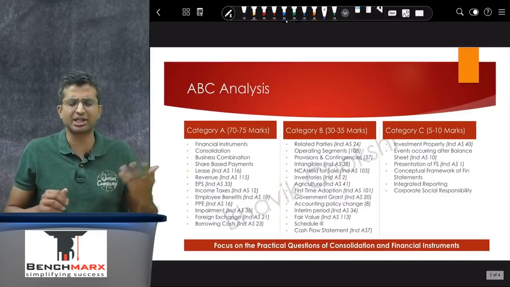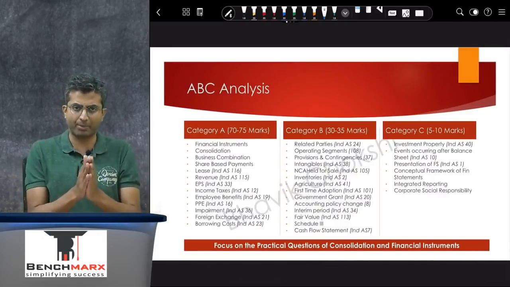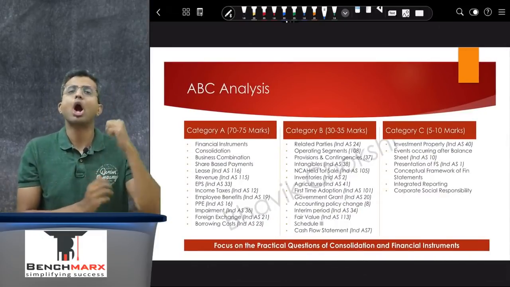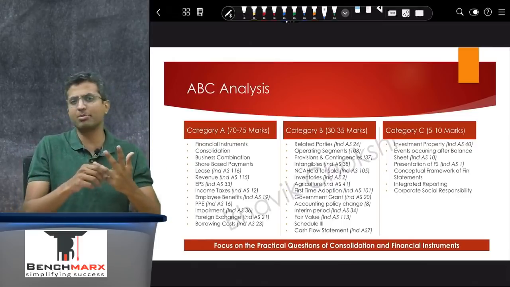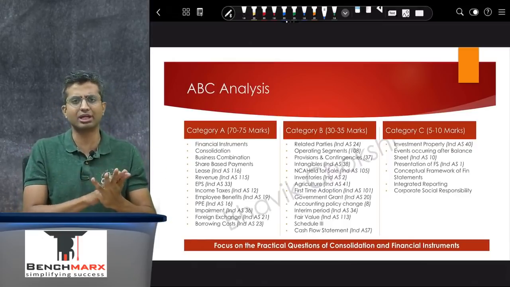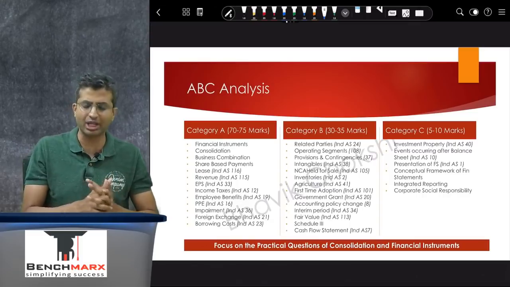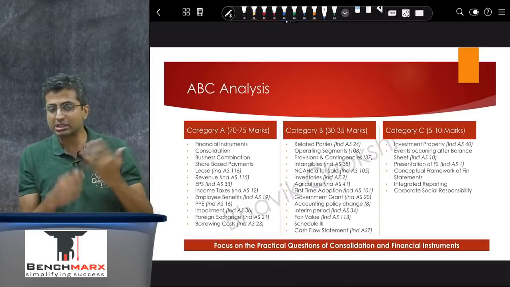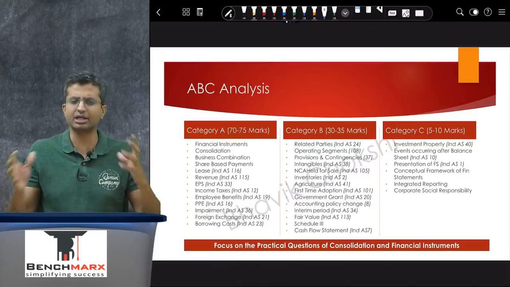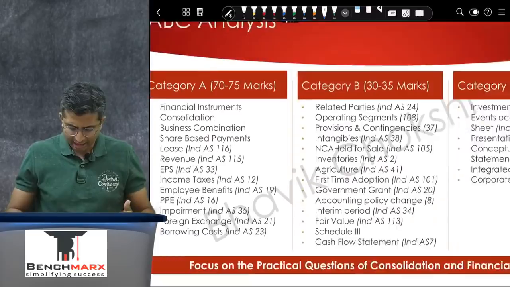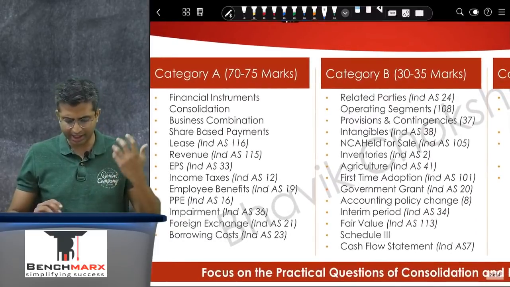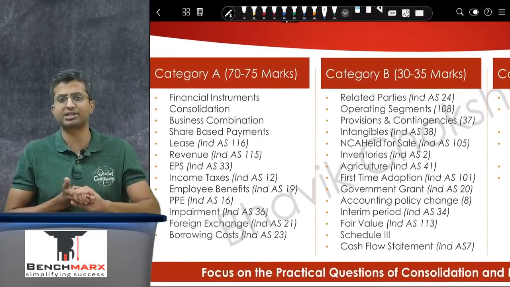First, the ABC analysis. As you would be aware, the standard important topics that you just cannot leave would be financial instruments, share-based payments for sure, business combination, consolidation. You're definitely getting weightage for all of these, so please do that properly. Revenue and leases to the best extent possible. They're huge standards, but there will be weightage, so revenue and leases to the best extent possible. And then the other important topics like EPS, income taxes, employee benefits, etc.